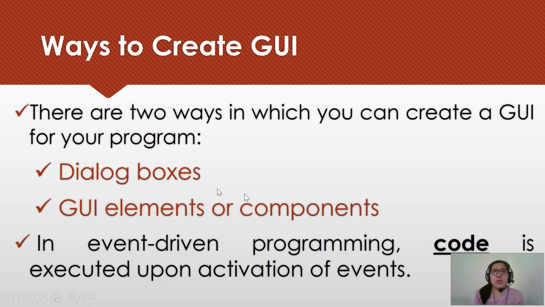application. So there are two ways in which you can create a GUI for your program. We have the presence of dialog boxes and GUI elements or components. For the meantime, we'll start with GUI elements or components since we'll be dealing with the AWT elements. In event-driven programming, we are dealing with events or actions. Code is executed upon activation of events.